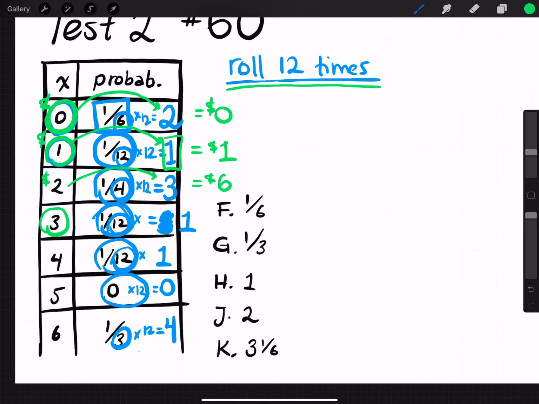3 times 1 equals $3. Sorry, this is so compressed here. $4 times 1 equals $4. This would equal $0. You're going to probably roll it. You get $5 for every time you rolled a 5, but you're never going to roll it because there's a 0% chance of that. And then you get $6. Ooh, you get a major payout here. $6 times 4. If you rolled this 12 times, you probably get $24 on average from all of that.